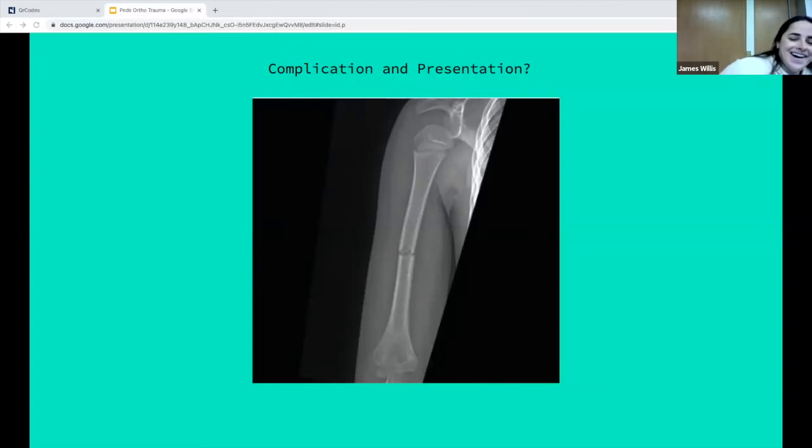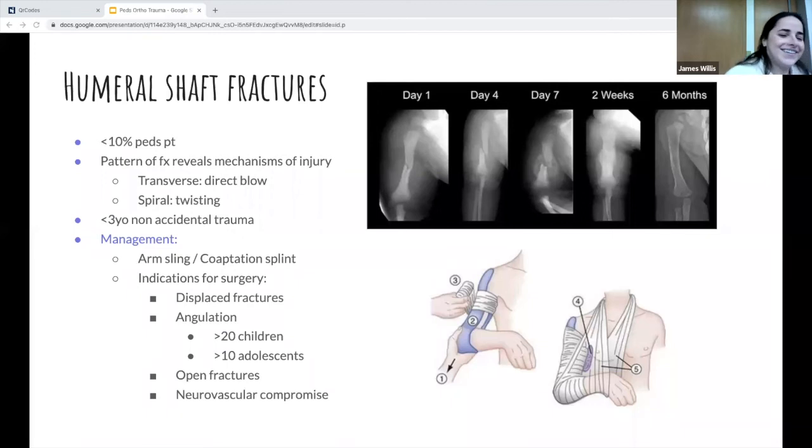Anyways, this is less than 10% of the pediatric patients. The pattern of the fracture is going to be directly related to the mechanism of the injury. So if the patient got a transverse fracture, it probably was a direct blow to the arm. If it is a spiral fracture, it's probably the twisting mechanism that we were talking about before. In a child less than 3 years old, it might be non-accidental.